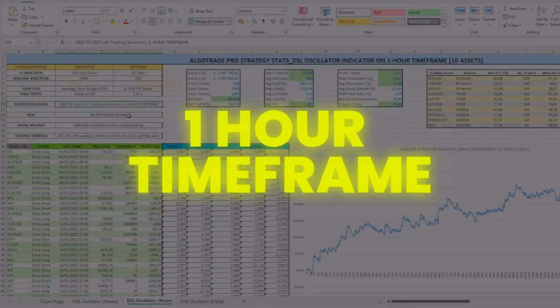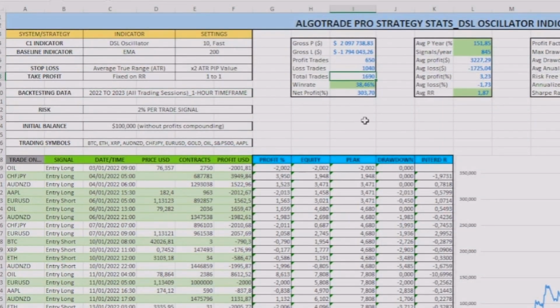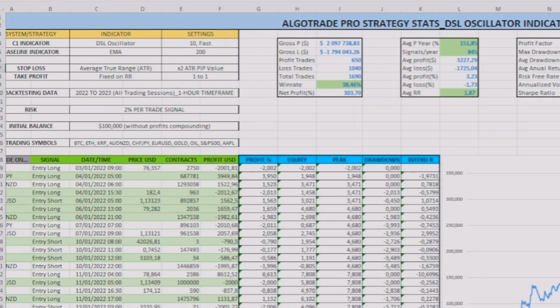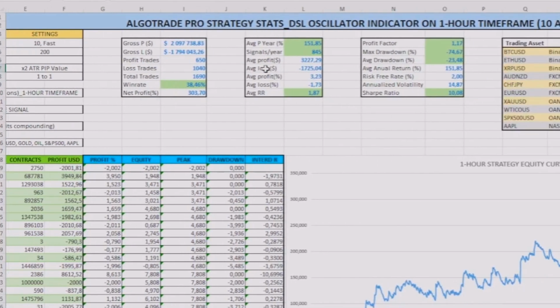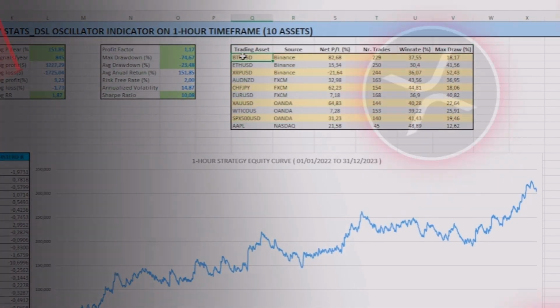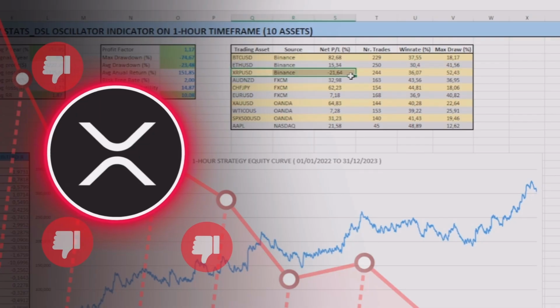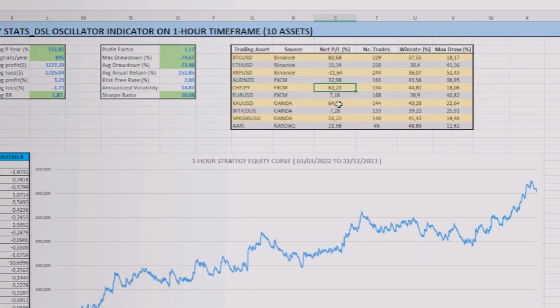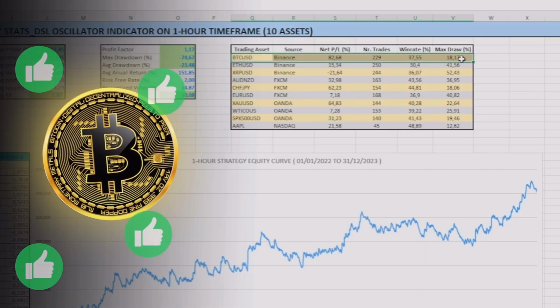Next, in the 1-hour time frame, after almost 1,700 trades, the indicator achieved a win rate close to 40% and a net profit of 300%, which was a solid return. Here you can find other important metrics like the average risk-to-reward ratio and the Sharpe ratio, and the results from every asset, where you can see that, with the exception of XRP, all of our assets had great results, Bitcoin being the best one.